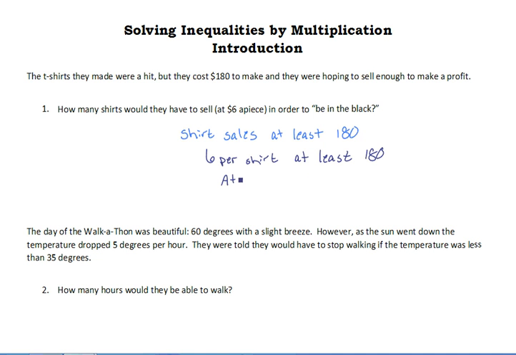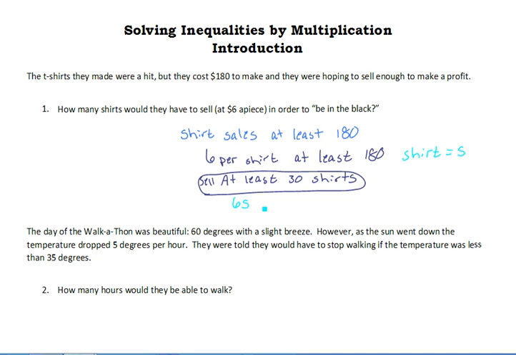So sell at least 30 shirts. Okay, let's go ahead and see the algebraic part of that. Again, this is $6 per shirt. We don't know how many shirts, so we're going to make that S. So 6 per shirt has to be at least, which is greater than or equal to 180.